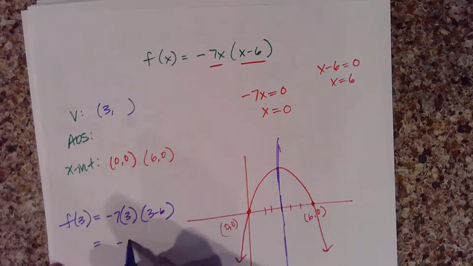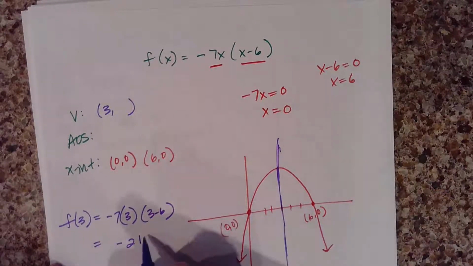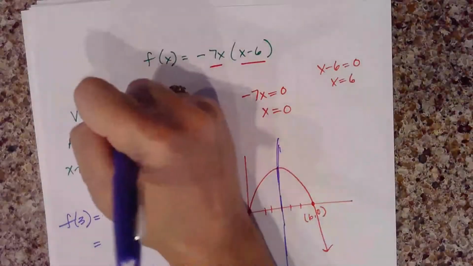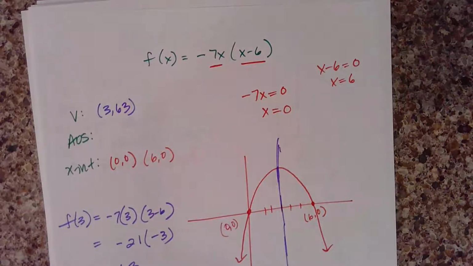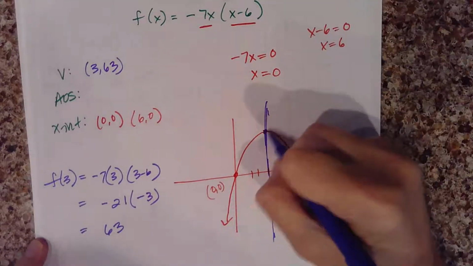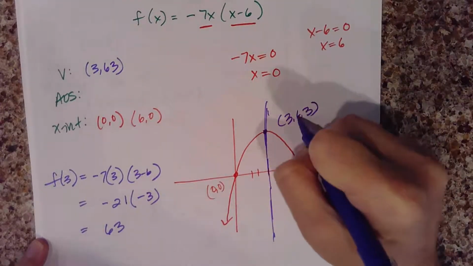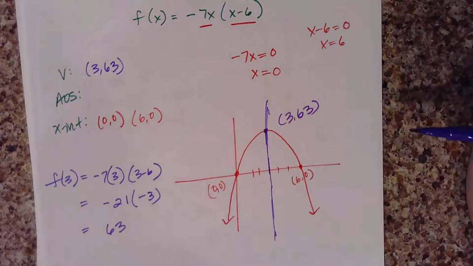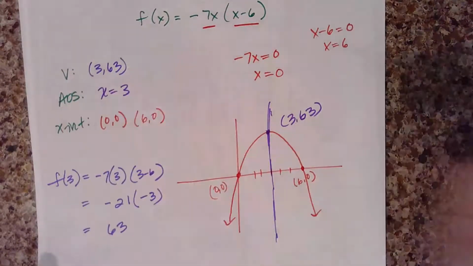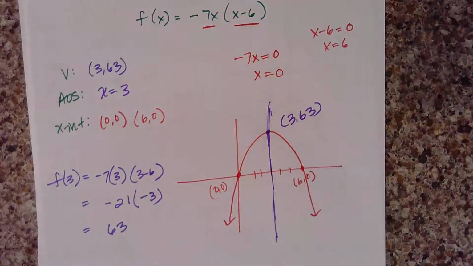So I get -21 times -3, a negative times a negative, I get 63. Yeah, this is definitely not going to fit on a normal looking graph, but that's okay. Unless I did something wrong, of course, which is entirely possible. All right, so this is the point 3, 63. And those are my x-intercepts. I actually even drew the axis of symmetry in there, which is x equals the x value of your vertex.